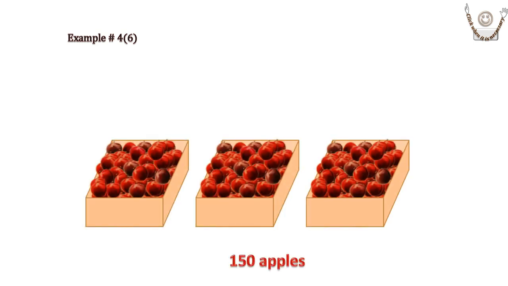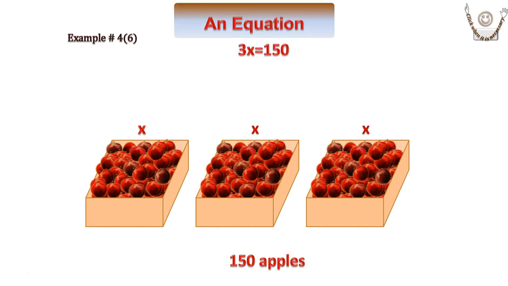Modeling for another type of equations. Example number 4. If we have 150 apples, and those apples are in 3 boxes, the question is, how many apples do we have in each box? From this modeling, we can write out an equation. 3 times x is 150, and we are looking just for one positive x.